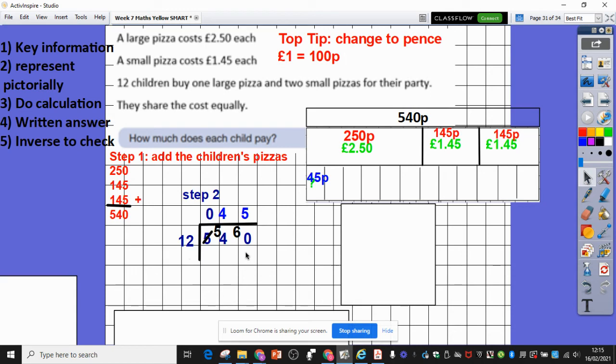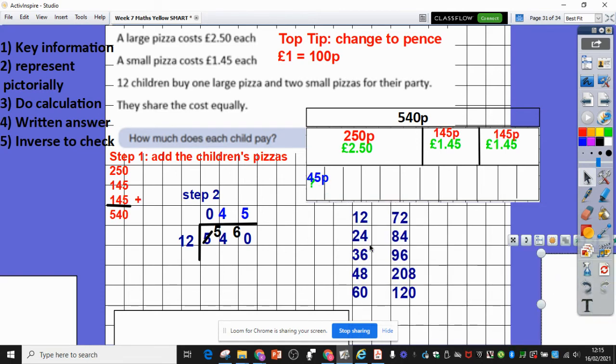Now you have to split that cost 12 ways. Now this is your 12 times table. So I strongly recommend that you do your 5, 10, derive. So I know that 1 times is 12, 10 times is 120, therefore I know that half of 120 is 60.